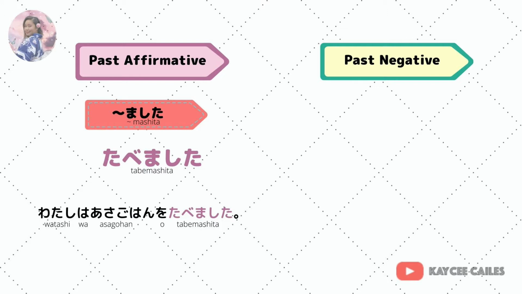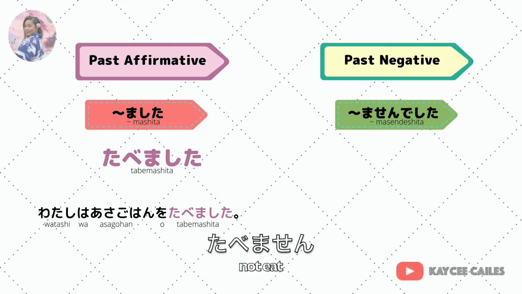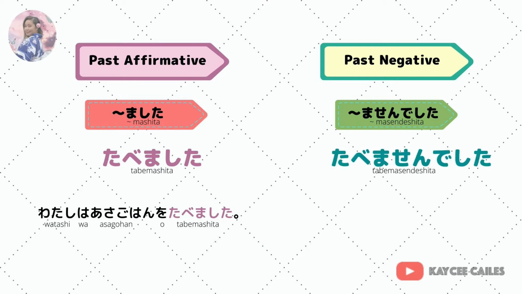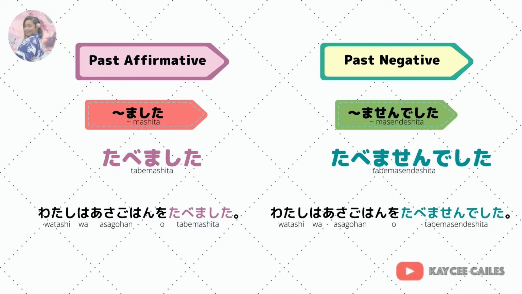Next, we have the verb conjugation for past negative. On this tense, we will use masen deshita along with the corresponding verb. Let's try again with our example, tabemasen, which means not eat. It will then become tabemasen deshita, which means did not eat. And in a sentence, we have this example, Watashi wa asa gohan o tabemasen deshita. I did not eat breakfast.